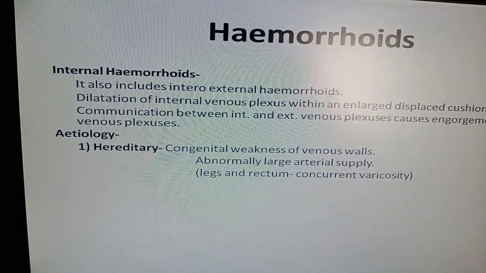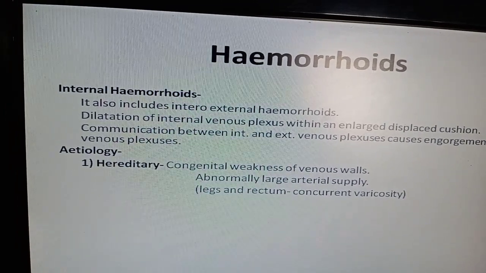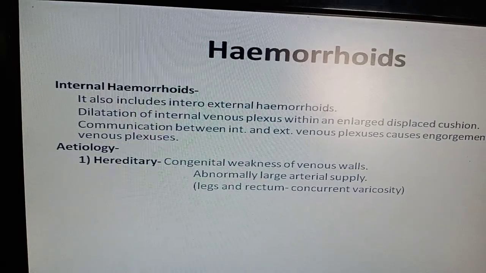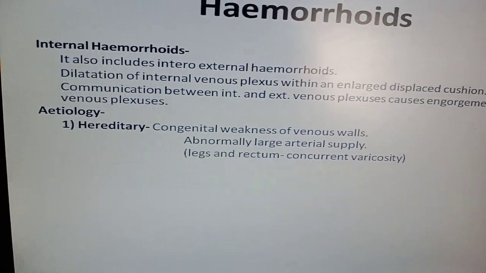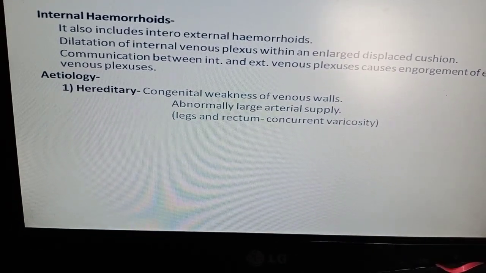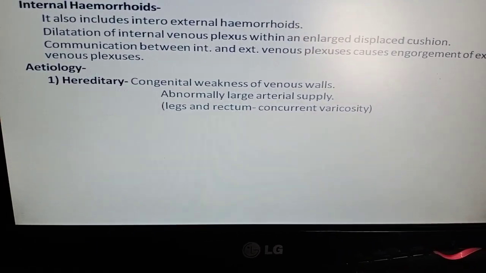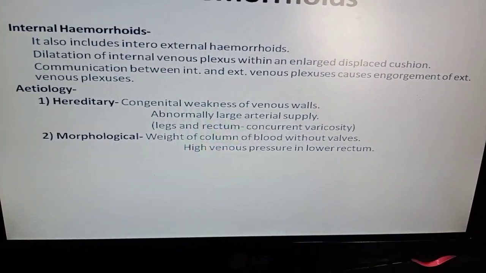So there will be concurrent varicosity. At the same time the patient will have dilatation and tortuosity of the rectal veins, as well as dilatation and tortuosity of the lower limb veins. So both varicosity of the lower limb and varicosity of the rectal vein, that is hemorrhoids, will be present at the same time. So hereditary, because of congenital weakness of the venous wall and abnormally large arterial blood supply.